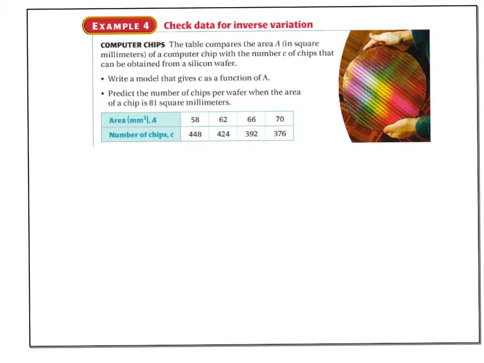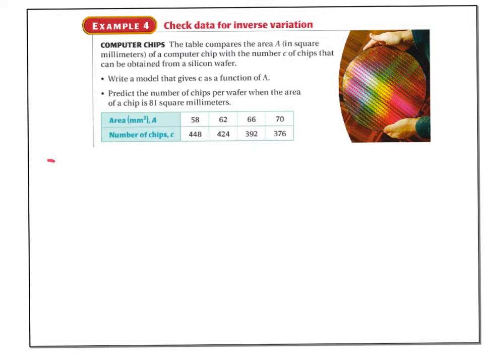So we have some data here, and we're going to check and see if the data is varying inversely. That's how people can tell in real life if you have an inverse relationship. This one's about computer chips. It says the table compares the area A in square millimeters of a computer chip with the number C of chips that can be obtained from a silicon wafer. And there's actually a picture of it in his hand, so that's how big it is. Our first job is to write a model that gives C as a function of A.